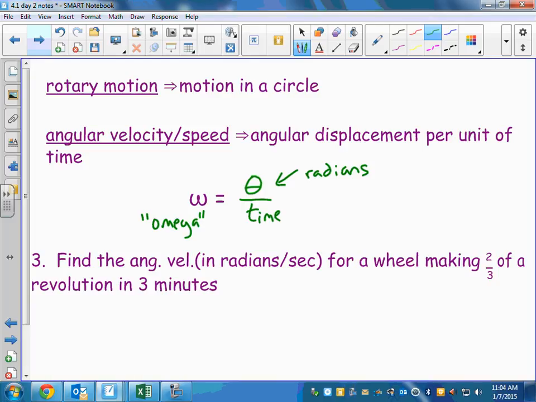So look at number 3 here. It says, find the angular velocity in radians per second for a wheel making 2/3 of a revolution in 3 minutes. I always feel like they make this seem much more complicated than it is. You're basically just doing a conversion. You want to take 2/3 of a revolution in 3 minutes, and you want to change that to radians per second. All right? So don't freak out too much about this.